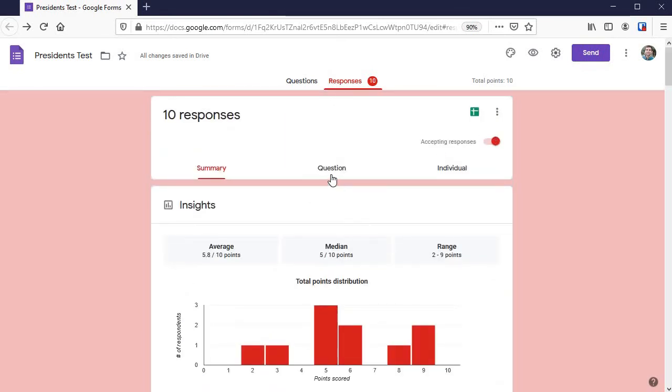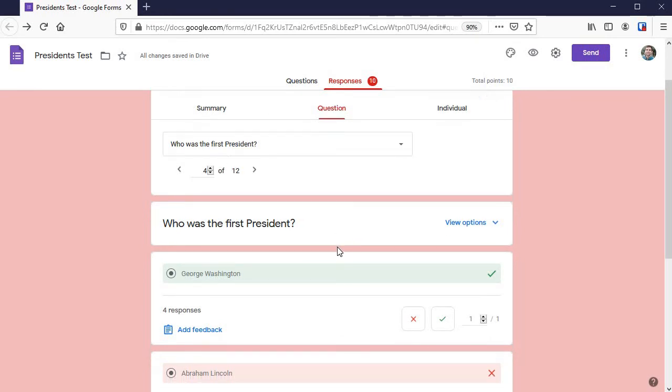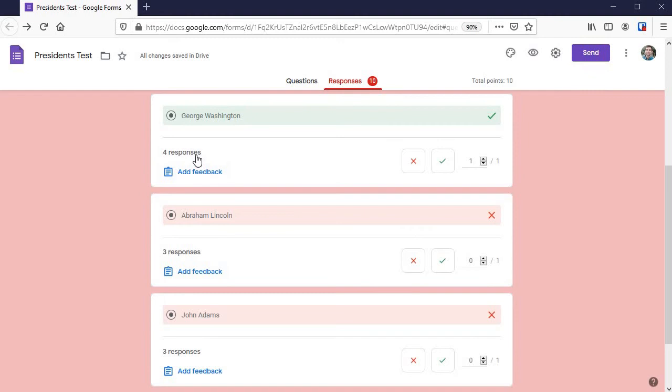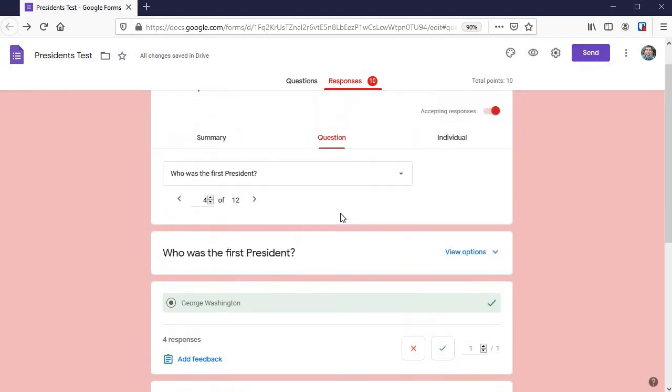Let's look at the question tab now. This is by individual question. And so here was the question so many people missed. Who was the first president? And you can go just see how many people chose which of those responses. And I can see that there were equal amounts that chose both of those. So I would need to address that.